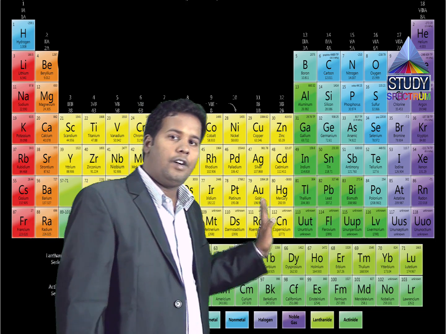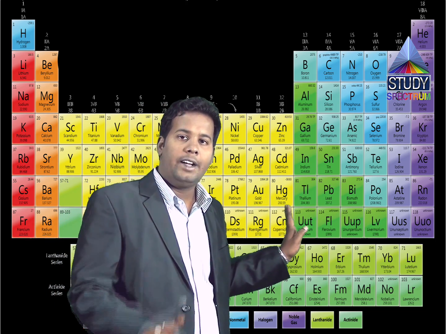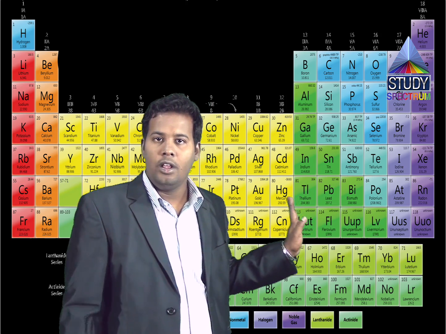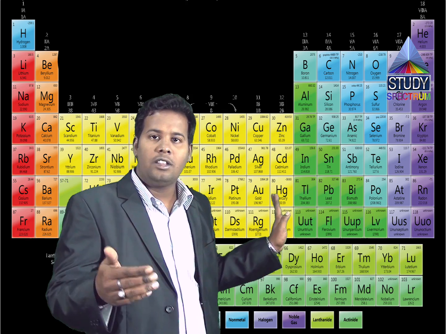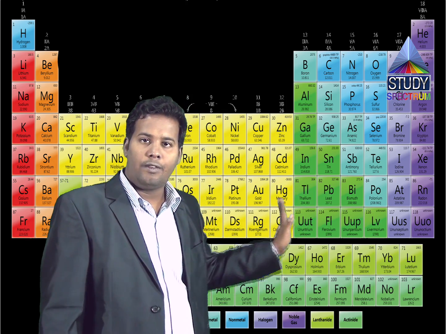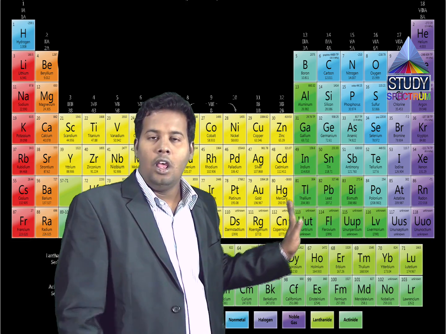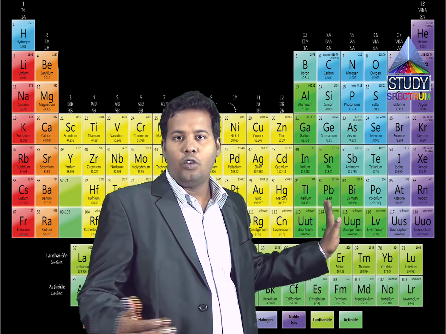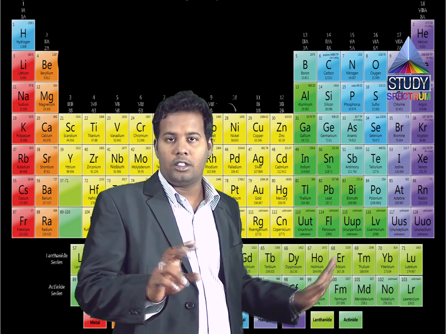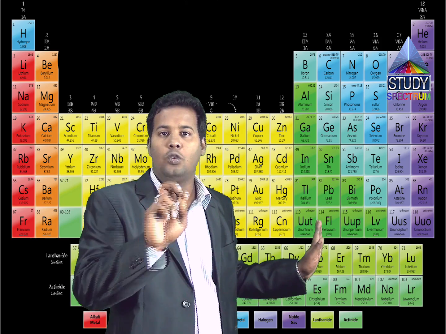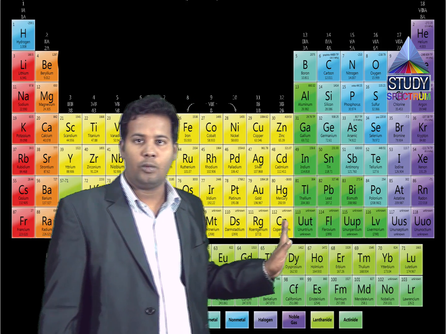If you see the first group, it is group number 1 and it has only one outermost electron, which means the number of valence electrons of elements of the first group is 1. Since it is group 2, they have 2 valence electrons in their outermost shell.